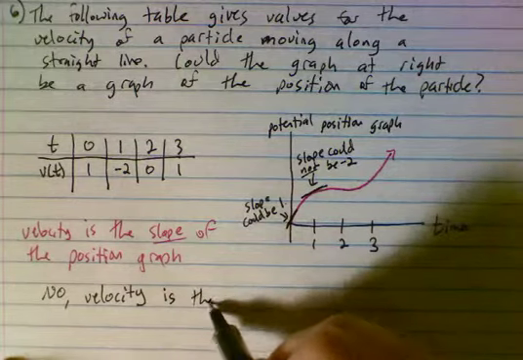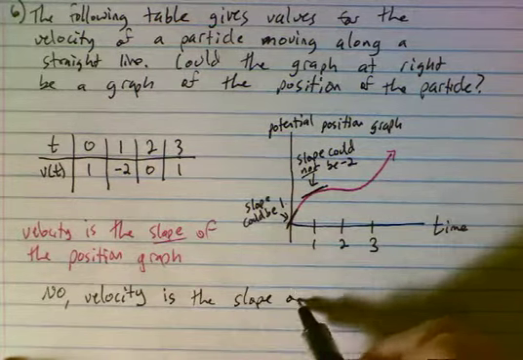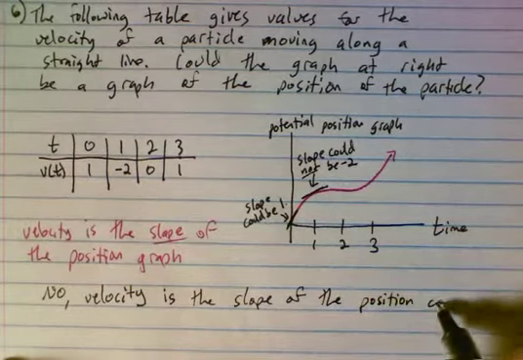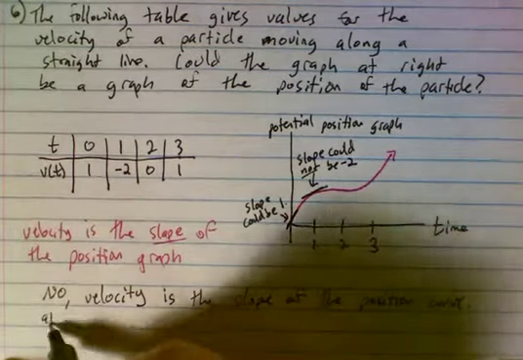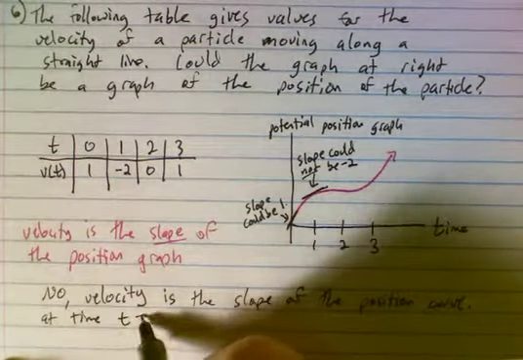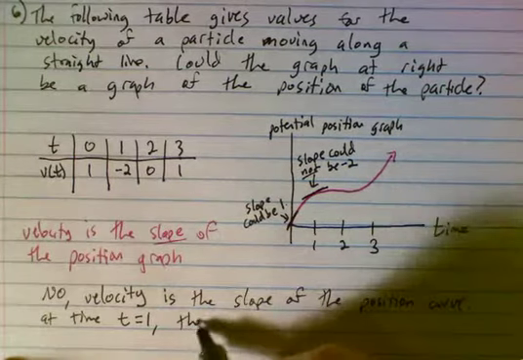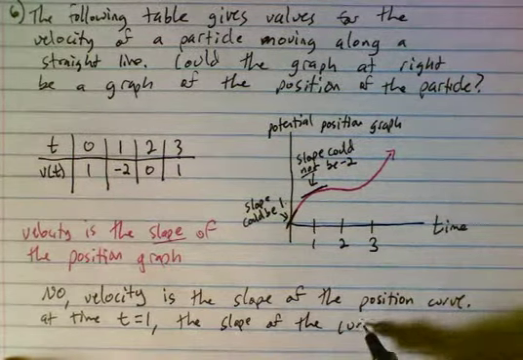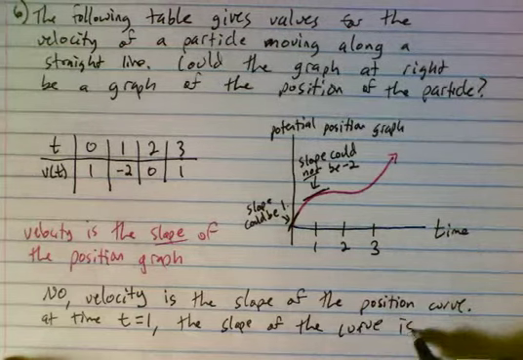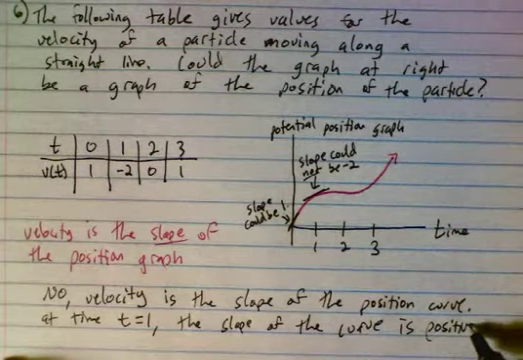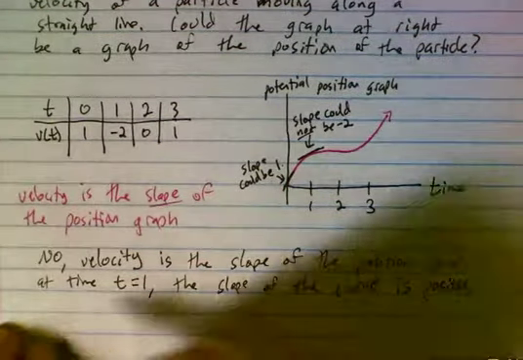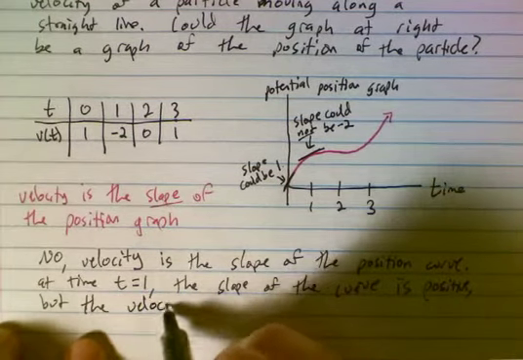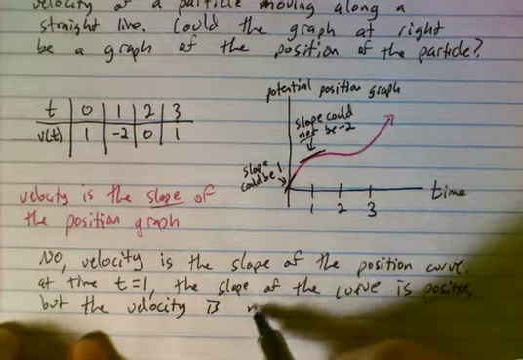Velocity is the slope of the position curve at time t equals 1. The slope of the curve is positive, but the velocity is negative.